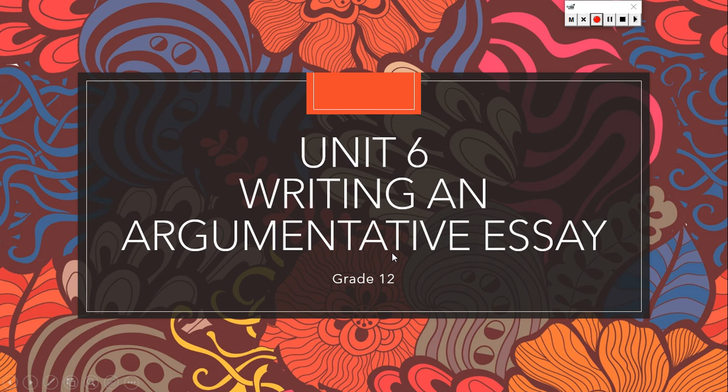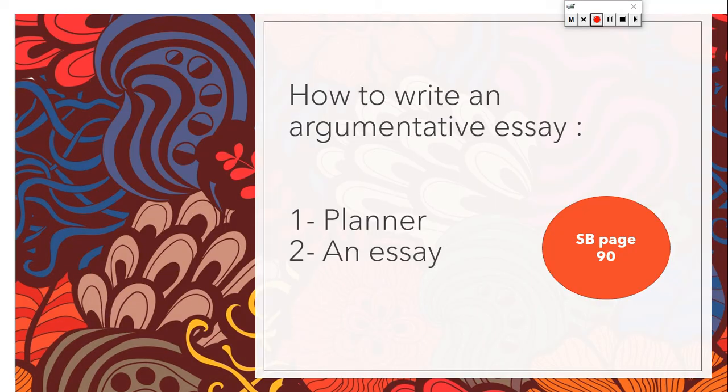Okay, so we still have the writing part in Unit 6. We haven't finished it yet. So today we are going to study how to write and to plan for an argumentative essay. We have two things that we should bear in mind, which is the planner, as usual, and an essay. So you will have to write down the key points in the planner and your piece of writing about the argumentative essay.